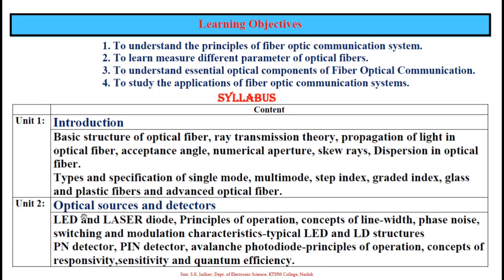Unit number 2 is about optical sources and detectors, and in this unit you will have to study the optical sources like LED and laser diode, their working principle and operation, and the optical detectors like PN detector, PIN detector, avalanche photodiode and their principle of operation, then concepts of responsivity, sensitivity and quantum efficiency.